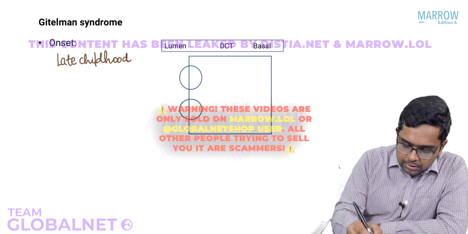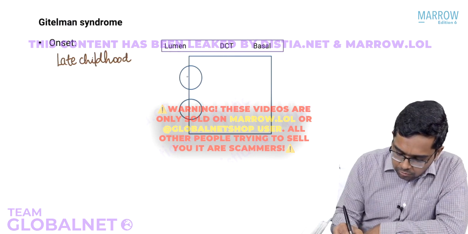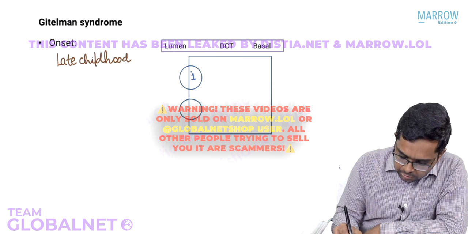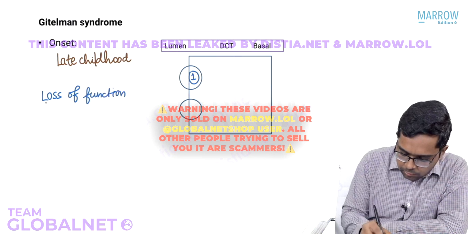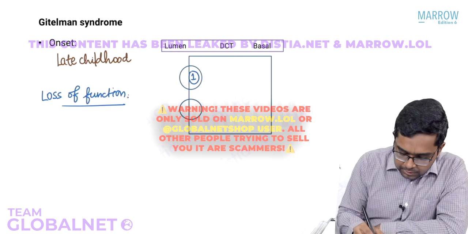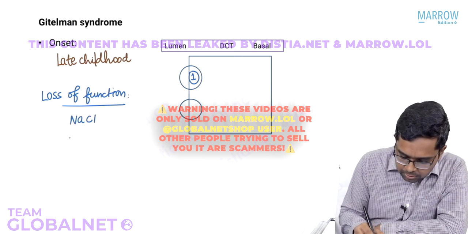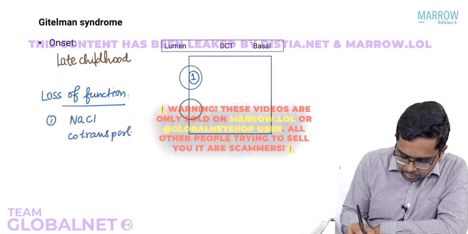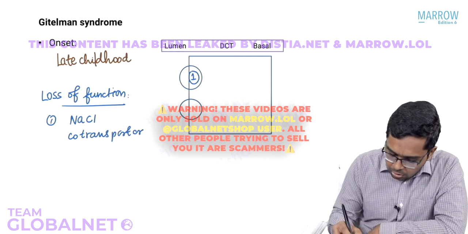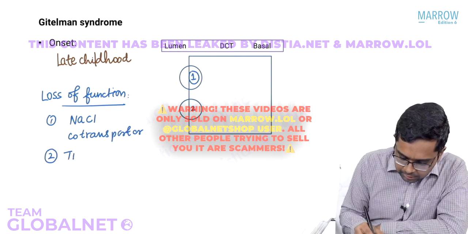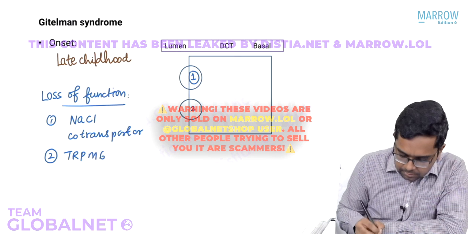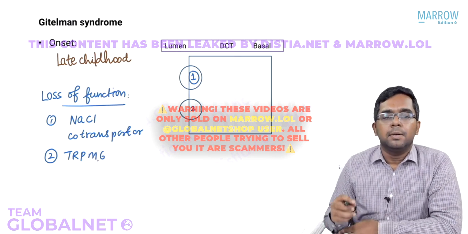That is the first thing I would want you to remember. And here the problem is there is a loss of function of, I'll write it as 1, this cotransporter. What is that? Yes, sodium chloride cotransporter. And there is also a loss of function of number 2 here. What is number 2? It is TRPM6.